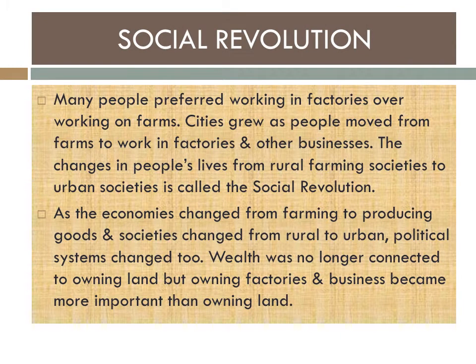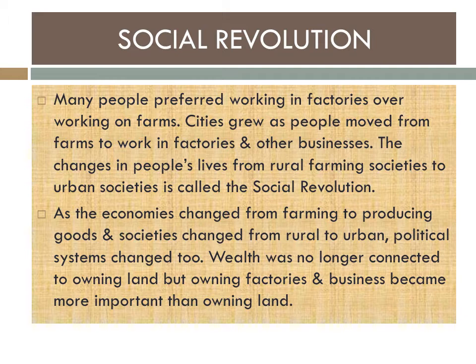Let us see the social revolution. So, the Industrial Revolution brought about a social revolution. Many people preferred working in factories over working on farms. Why? Because they were paid quickly, they were paid easily. On the farms, it was not that easy to be paid well. Cities grew as people moved from farms to work in factories and other businesses. The change in people's life from rural farming societies to urban societies is called the social revolution.